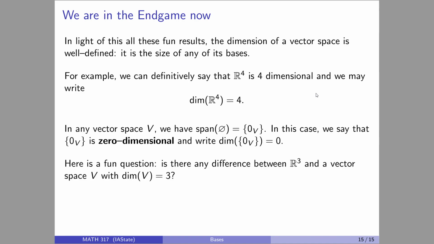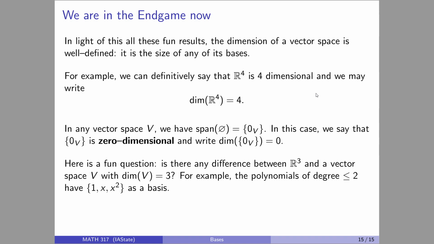And let's set it up with a question. Is there any difference between R3 and a three-dimensional vector space? R3 is three-dimensional. And so for an example, if I look at the polynomials of degree less than or equal to 2, they have 1, x, x squared as a basis. Any polynomial with degree less than or equal to 2 is a linear combo of those vectors. Those vectors are linearly independent, as we know, because the bigger set that contains all of those is independent, so this one needs to be linearly independent. So is there any real difference between R3 and the collection of real polynomials of degree at most 2?